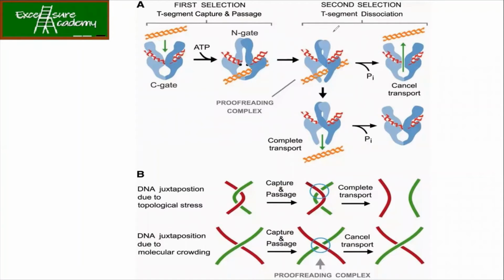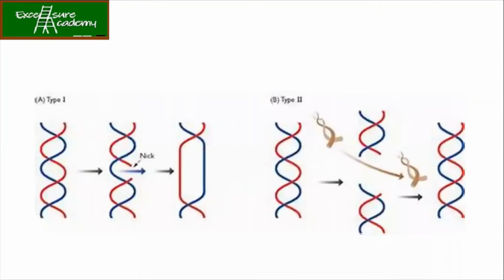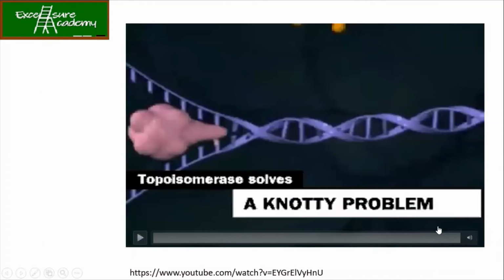Now I think I have got one more figure which is more clear. So this is how it happens in type 1. One strand breaks and another strand comes through here. Whereas in the case of type 2, both strands are broken, another double-stranded DNA is passed through and again resealed. Okay. I have got the video.